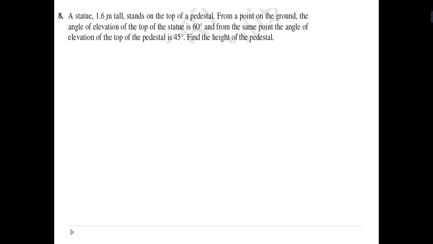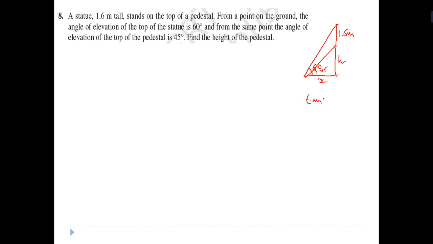A statue 1.6 meter tall stands on the top of a pedestal. Pedestal means pillar. Here the statue's height is 1.6 meter. From a point on the ground, the angle of elevation of the top of the statue is 60, and from the same point the angle of elevation of the top of the pedestal is 45. Find the height of the pedestal.